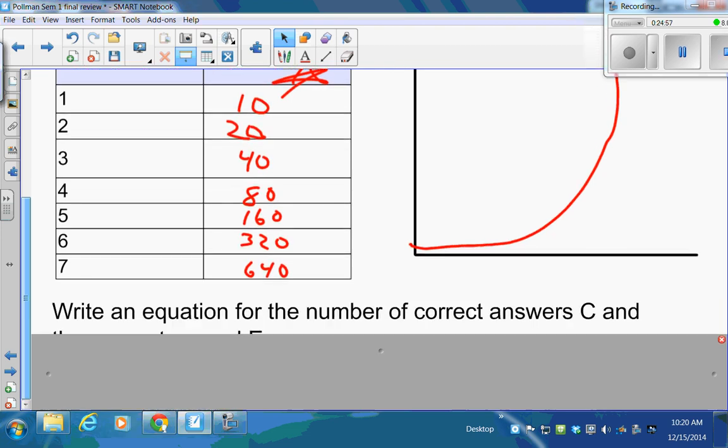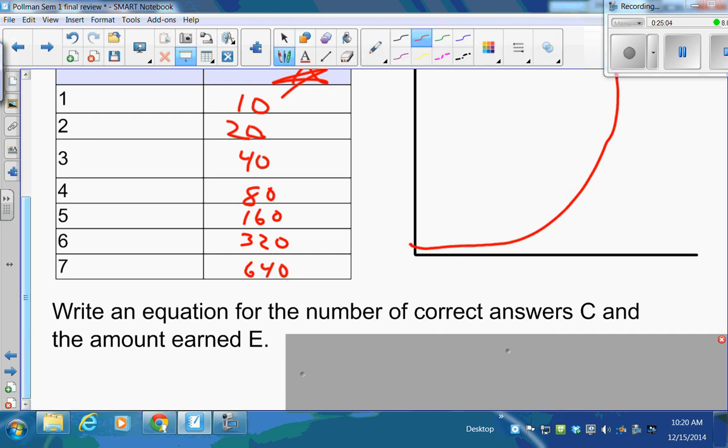Last piece of it is you have to write an equation. So remember, with exponential equations, we write where we start. So my E equals, I started on 10, and then comes my growth factor. I times by 2, and then I have my exponent. Here, I asked you to use C. Last one, I want you to pause it now and see if this equation is correct. If it's not correct, see what you need to do to fix it.